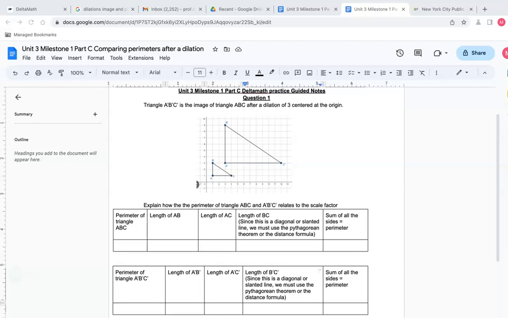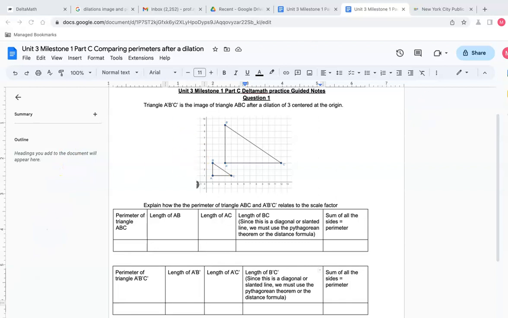The focus of this video is to go over how the perimeters relate to each other after a dilation and how it relates specifically to the scale factor. So let's go ahead and focus on this question.